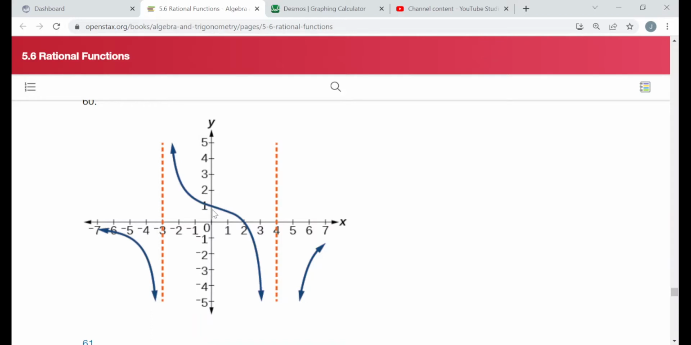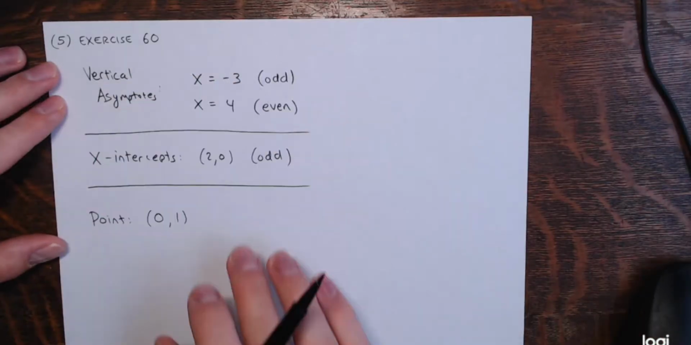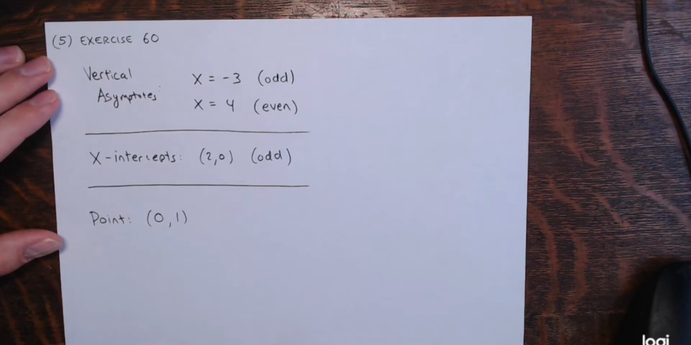And the point (0, 1) is on it. I need some other point to find that scale factor, to find the value of that a. And the point (0, 1) is clearly on this graph. All right, so just like all the other problems now, here's all the information I've written out from that picture.